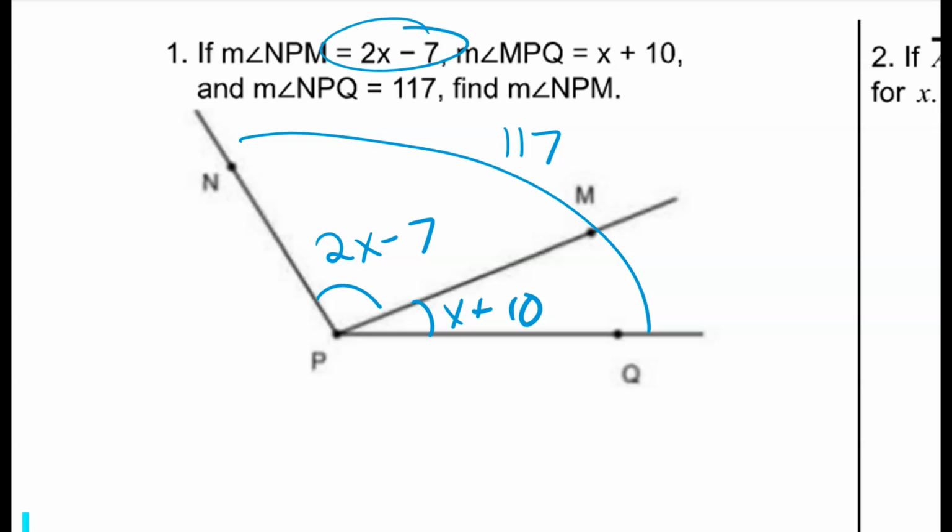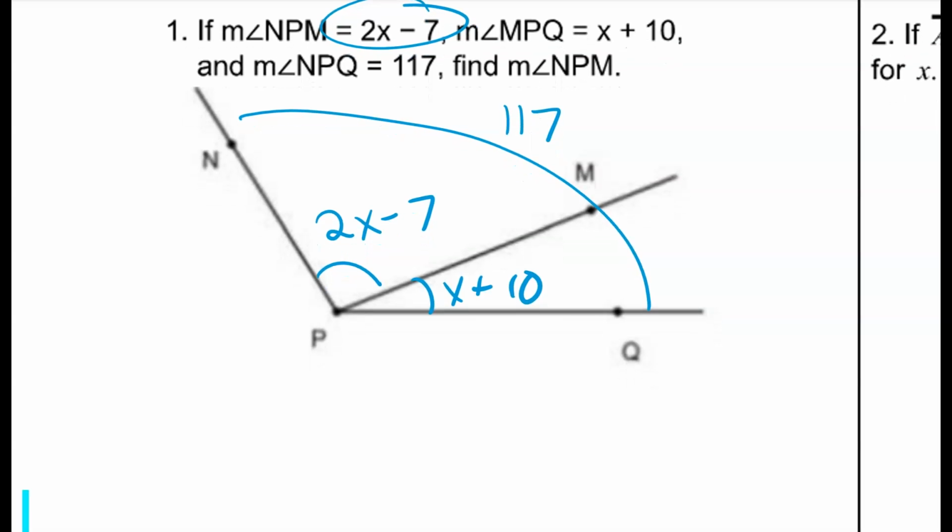So they really want us to find 2x minus 7, but in order to do that, I need to set up an equation to solve for x yet. So this is an addition postulate, but applied to the angles. If I'm looking here, I've got one part of an angle, and I've got another part of an angle, and I know what the whole angle should be. So I could take the sum of the parts by adding 2x minus 7, one angle, adding that to my other angle, and setting it equal to the whole.